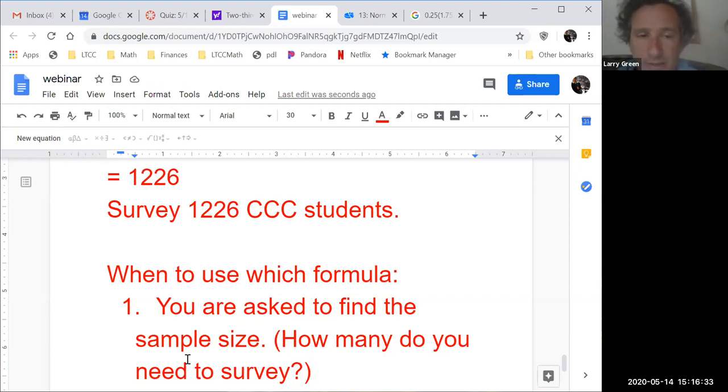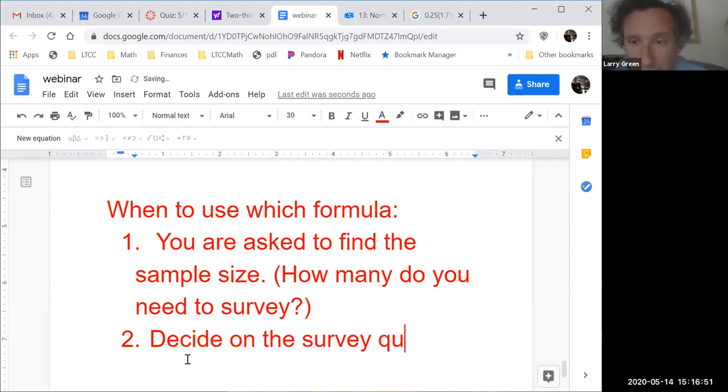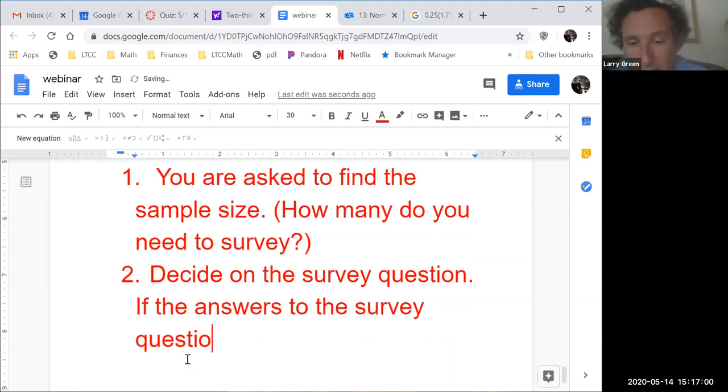Any questions on that? Okay, if you're asked to find the sample size, then the next step, and this is not just in this example, but pretty much everything we do for just about the rest of the class, is decide on the survey question. If the answers to the survey question are numbers, so that would be things like how much income loss have you dealt with because of this whole coronavirus issue? Okay, that's a number as an answer.